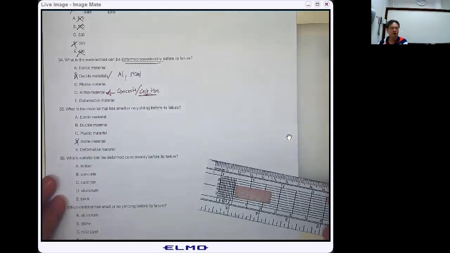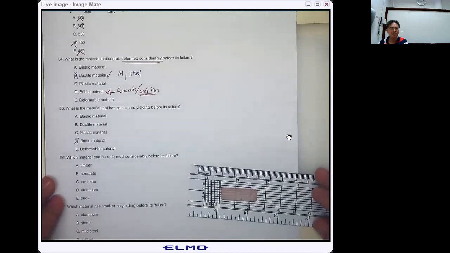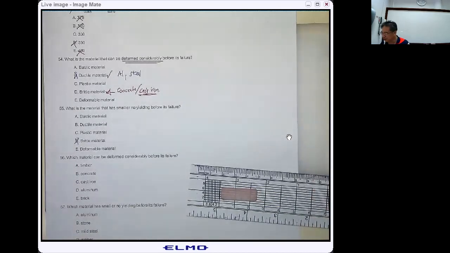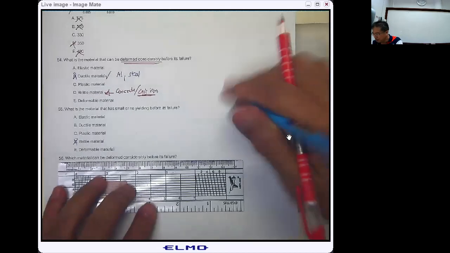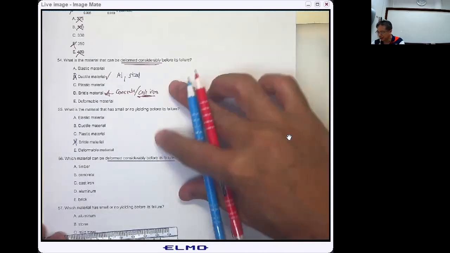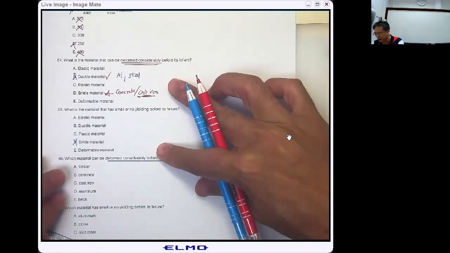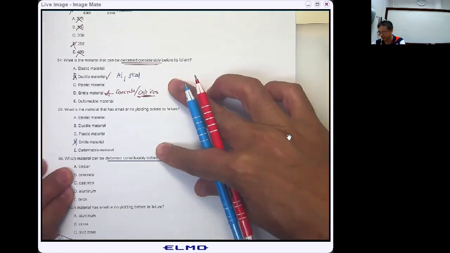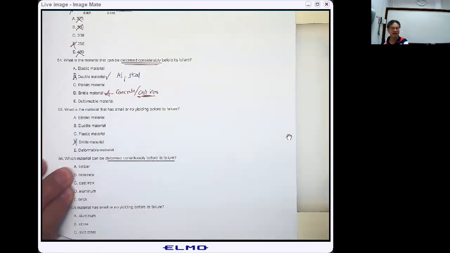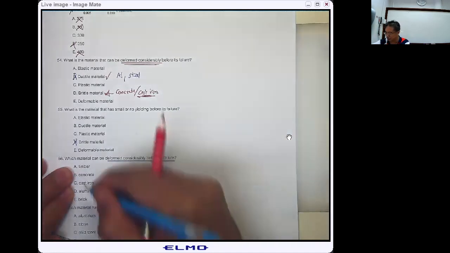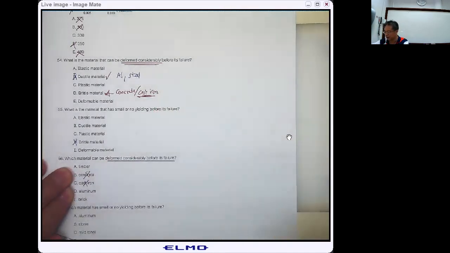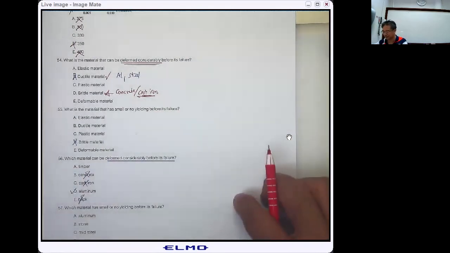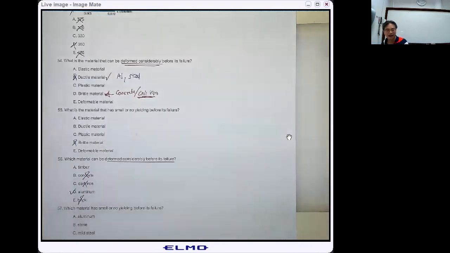Okay, which material can be deformed considerably before its failure? It's the same as 54, but this time they just put it into the type of the material. This one is one. This one is one. So you have the timber and the aluminum. Which one is clearer? For sure, you guys answer this. The aluminum is going to be clearer.